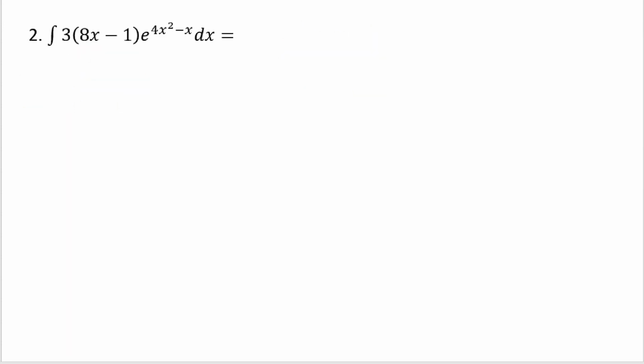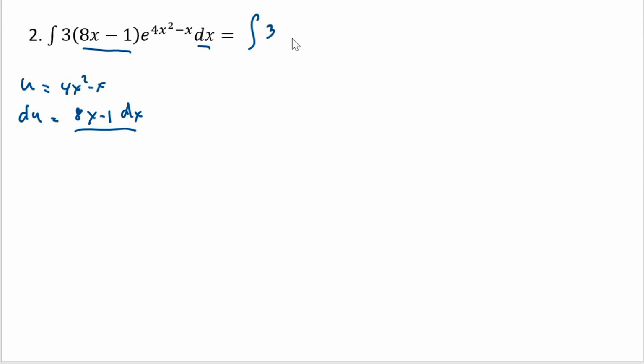For number 2, we have the integral of 3 times (8x minus 1) times e raised to 4x squared minus x dx. So let our u be equal to 4x squared minus x. Take the derivative of that. That is now (8x minus 1) dx. So our du is visible in our given. Therefore, we are going to rewrite now the given in terms of u and du.